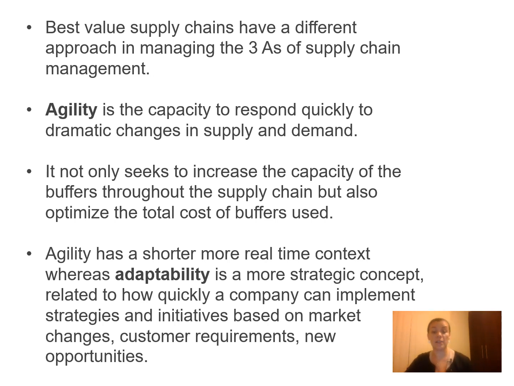The first A is agility, the capacity of the whole supply chain to respond quickly to dramatic changes in supply and demand. On the other hand, adaptability is more strategic because it means how quickly the company can implement all the changes that are needed based on changes in customer requirements and new opportunities. These two have the objective to not only increase the capacity of the company to produce more, but also to do that in a more cost-effective way.